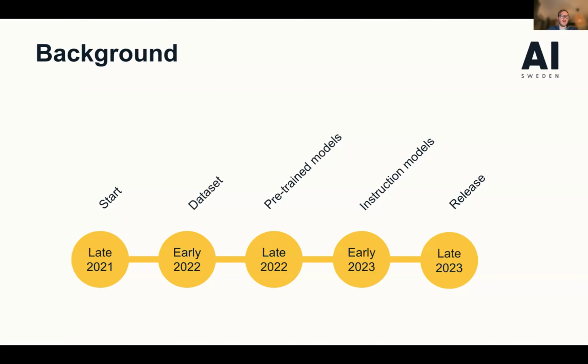So the timeline of this project was that we started it in late 2021. Half a year later, we had compiled a data set. Then we started training models, which was done in late 2022. After this, we trained instruction models, but the models have actually only been released very recently. And I'm showing you this timeline also because some of the stuff you will see in this presentation might seem a little bit outdated. And this is the explanation. It wasn't really outdated in 2022 when we trained the models.